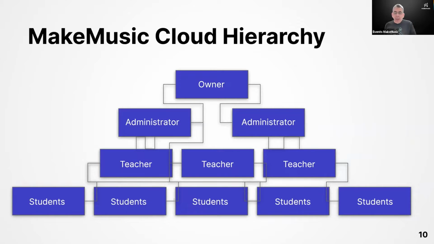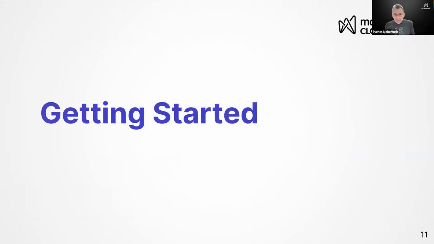Then we have administrators. Those administrators get invited to join the platform. The administrator or administrators, if there's more than one, are then responsible for inviting the teachers. The teachers are then responsible for inviting the students to become part of a class. So that's generally the flow of permissions with Make Music Cloud. It gives you a sense of why it's structured this way and how it's working. All right. How do you get started?